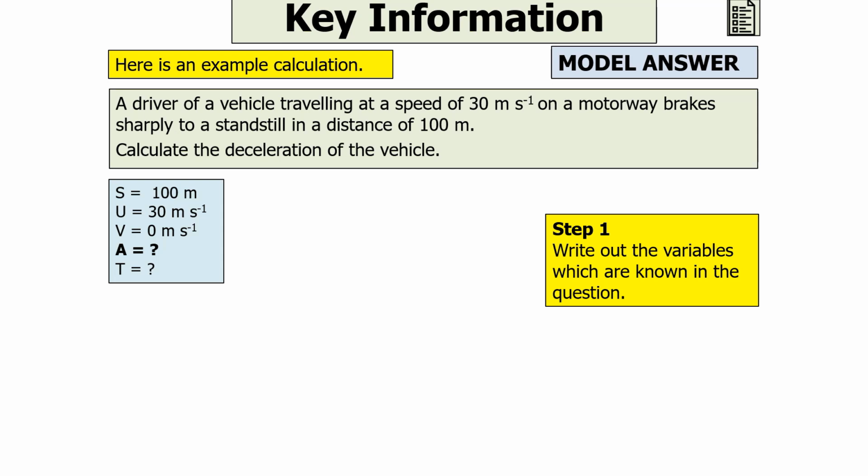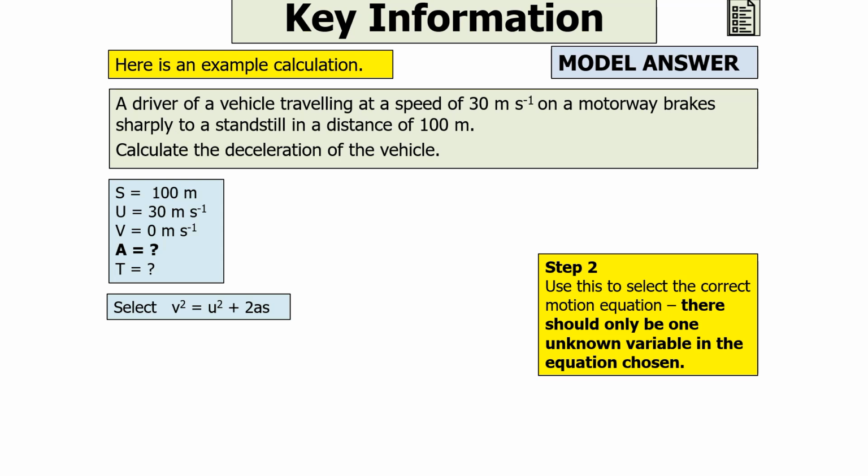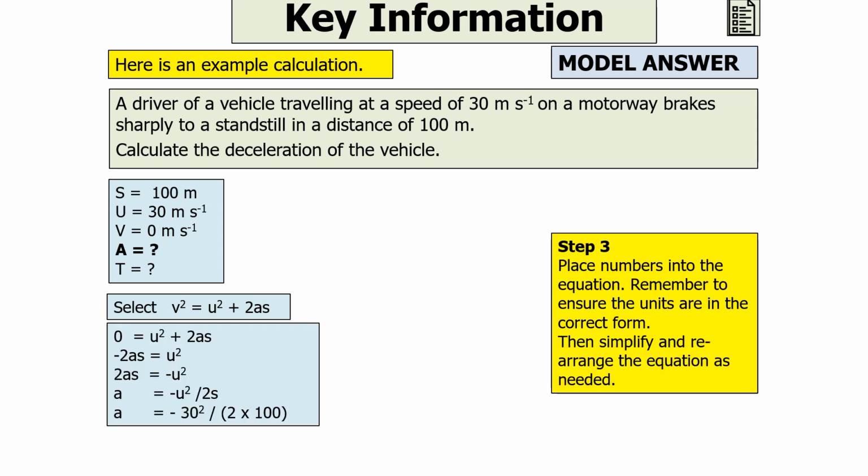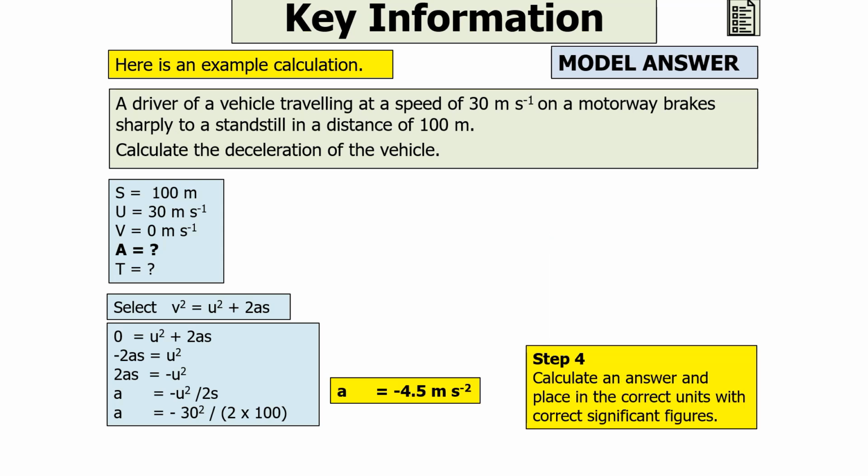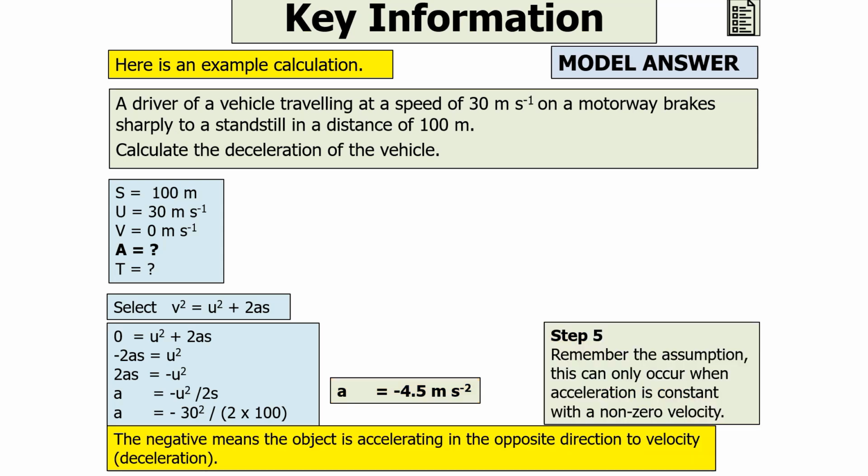So the first step is to write out the variables s, u, v, a, and t, which are known in the question. The second step is to select the correct motion equation, where again there should be only one unknown variable in the equation chosen. You would then place the numbers into the equation, remembering to ensure the units are in the correct form. So you would simplify and rearrange the equation as needed, as shown on the screen here. And then you would place an answer with the correct units and the correct significant figures. So acceleration here is minus 4.5 meters per second squared, and the negative value shows that the object is accelerating in the opposite direction to the velocity.